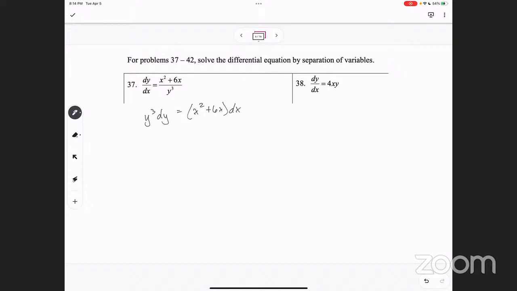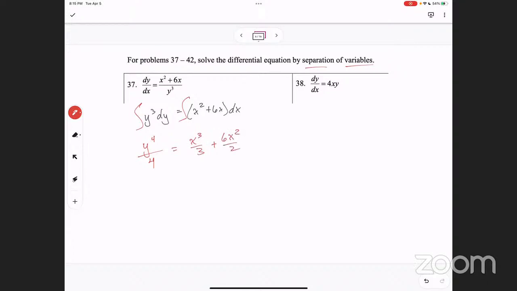To solve this, I'm going to integrate both sides. I'm trying to think if I have to integrate. This is separation of variables. So I think for this, all I have to do now is say that y to the 4th over 4 equals x cubed over 3 plus 6x squared over 2.